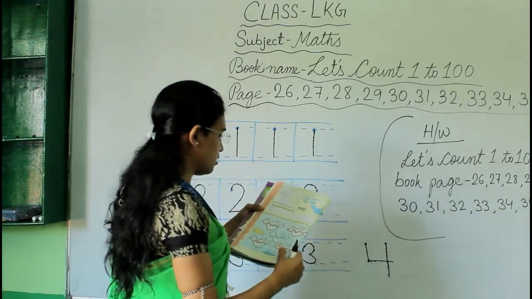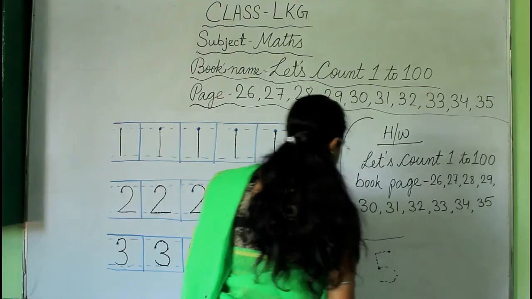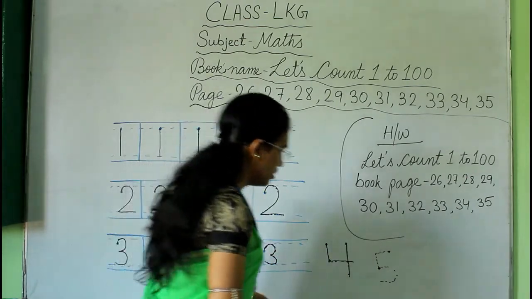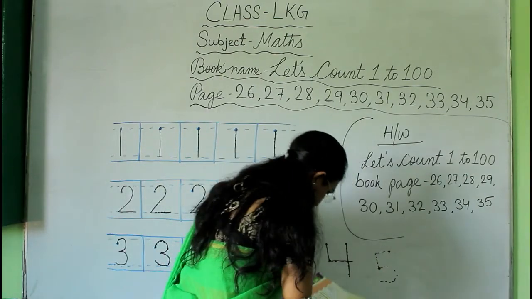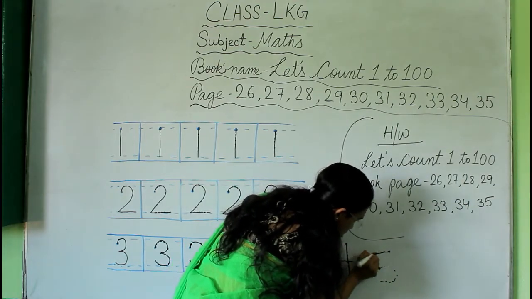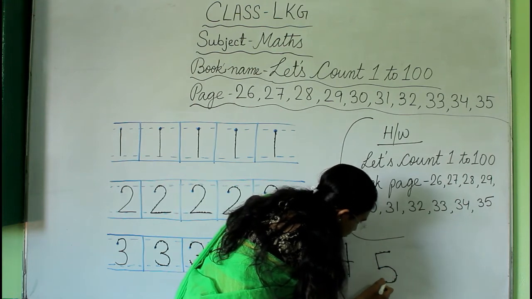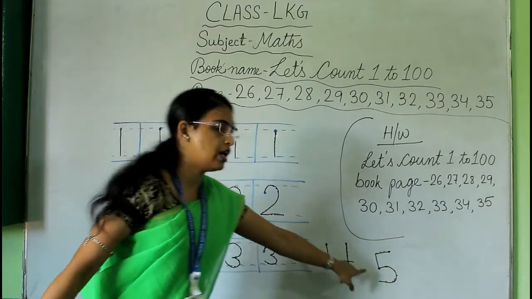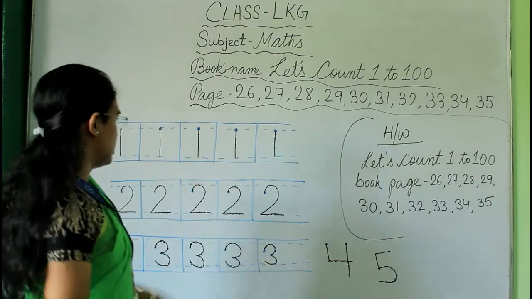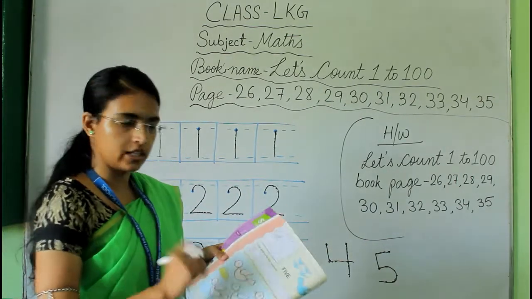Now I am showing you how you will trace the number 5. What is this? This is number 5. From here you have to draw a slipping line, then a standing line, then a curved line like this. This is number 5. In this way you have to trace all these numbers: 1, 2, 3, 4 and 5.